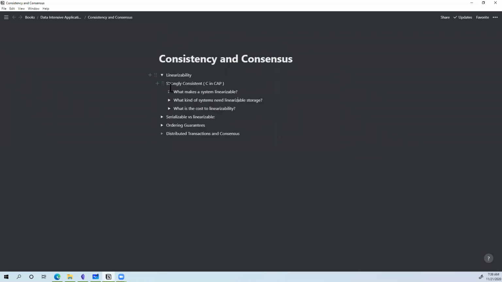Then we discussed what kind of systems need linearizable storage. If we don't have linearizable storage, what we're saying is that if we read a value, you are not ensured that you will get the latest value. You might see the latest value for some time, and your system might become eventually consistent, right?